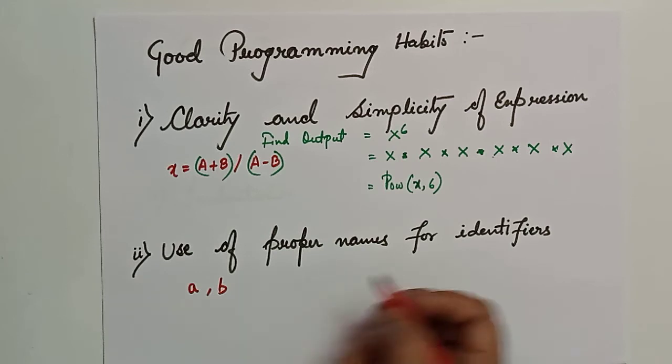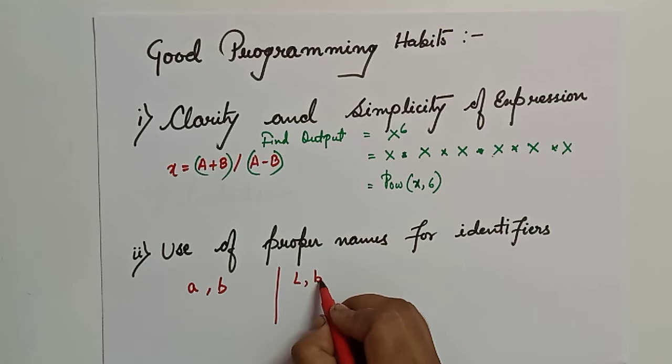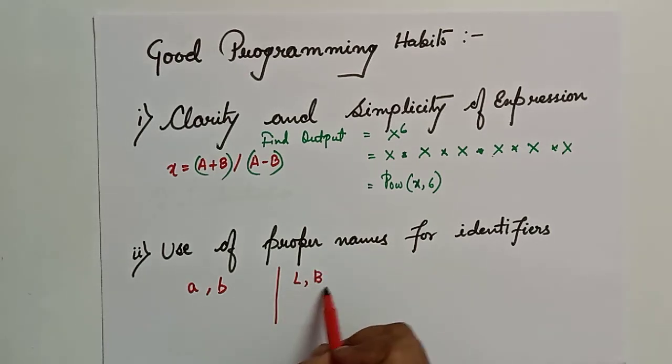Okay, and some other user has written L comma B. So which one is much more clear? This is much more clear. Okay, L makes sense: L for length, B for the breadth.